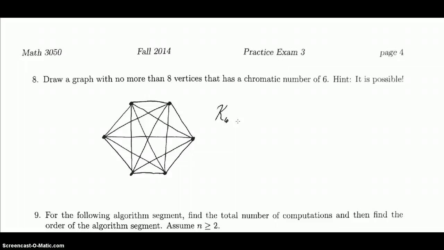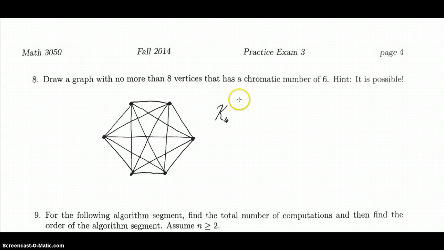If you didn't do that, you could get more complicated really quick. You certainly can't have less than 6, and if you do have 6, the only way to get a chromatic number of 6 is if you have K6. Otherwise, there's 2 vertices that aren't connected to each other, so those could be colored the same color.